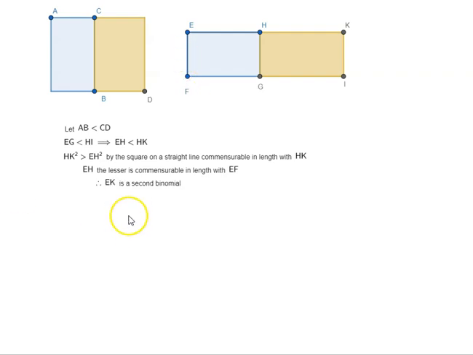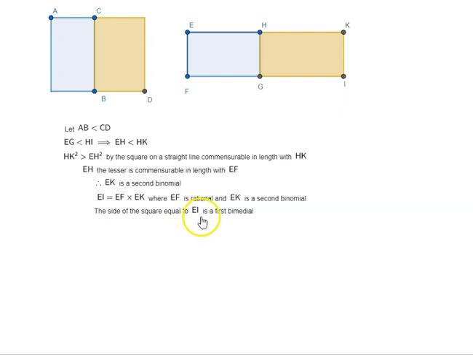So we can say EK is a second binomial, and EI, which is the rectangle contained by EF and EK, where EF is rational and EK is a second binomial, the side of the square equal to EI is a first bimedial. The side of EI is first bimedial, which implies the side of AD is first bimedial.